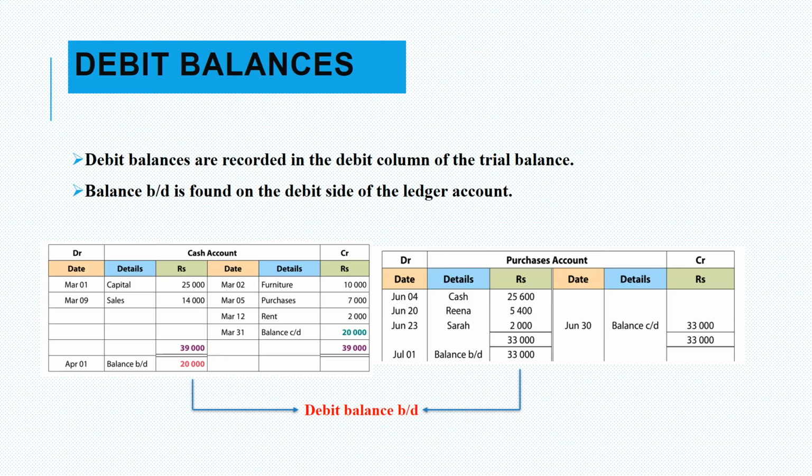What do debit balances represent? Debit balances are recorded in the debit column of the trial balance. The balance BD is found on the debit side of the ledger account. As you can see, there is the cash account and the balance BD is on the debit side. Similarly, the purchases account also has its balance BD on the debit side.